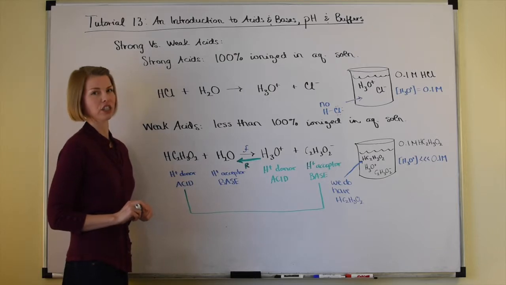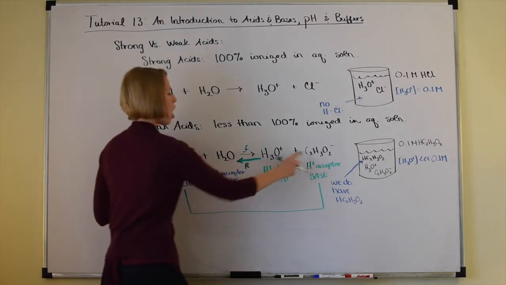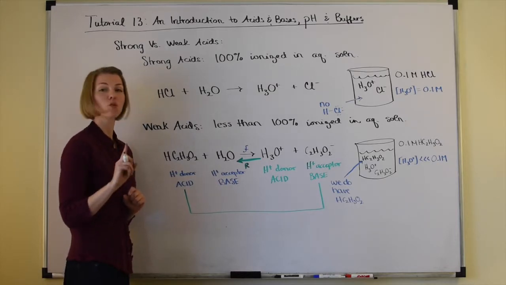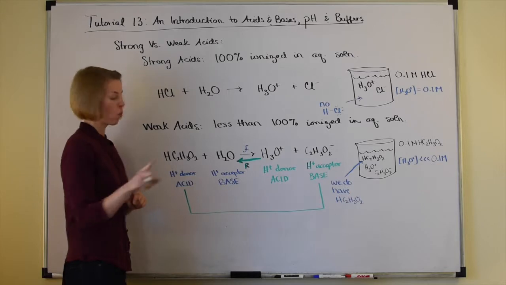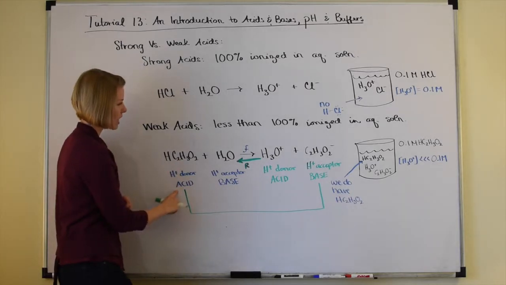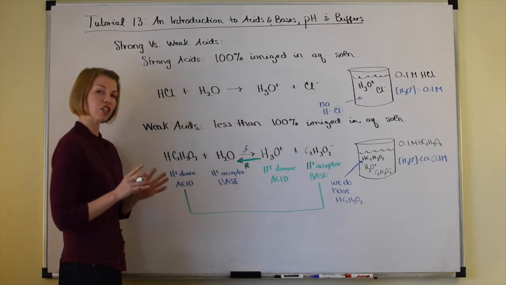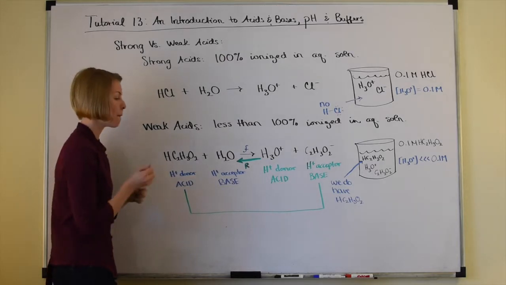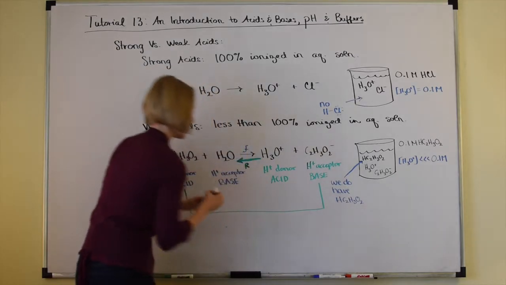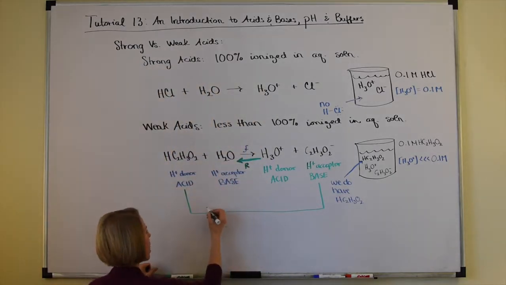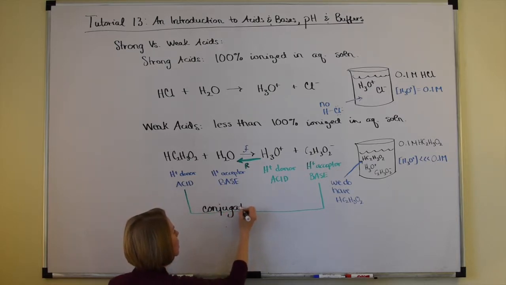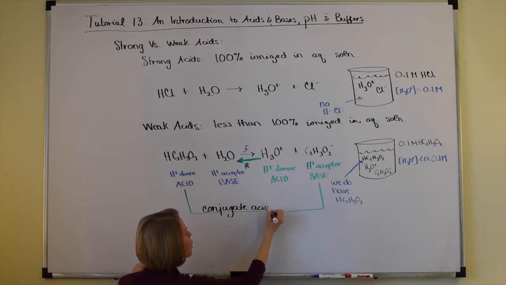Now, there's something interesting about the acid in the forward reaction and its relationship to the base in the reverse reaction. Notice that their formulas are off by just one hydrogen ion, just one H plus. We call the acid and the base that are off by just one H plus from one another a conjugate acid-base pair. Let's label that in the black. I want that to stand out from all the color here. This is a conjugate acid-base pair.